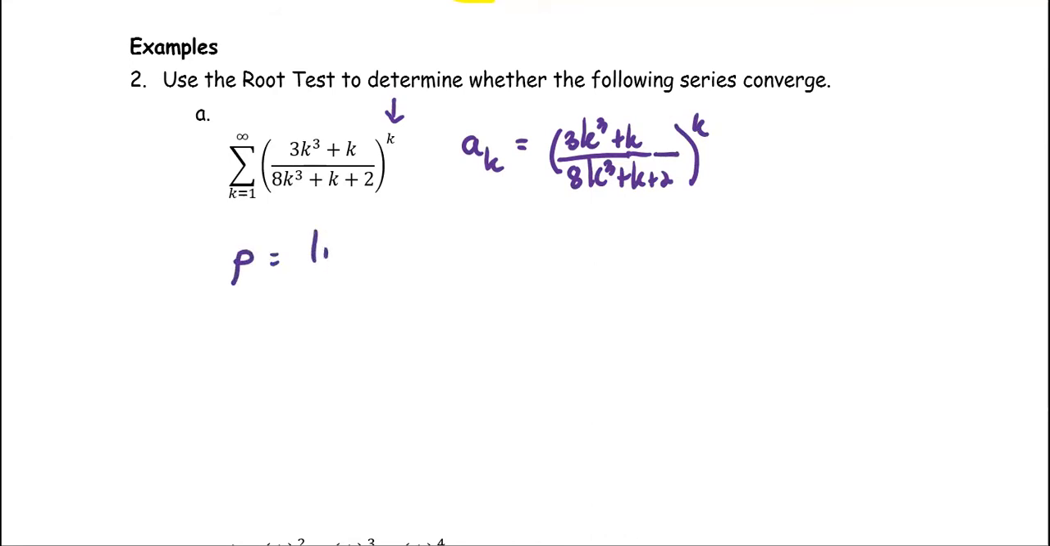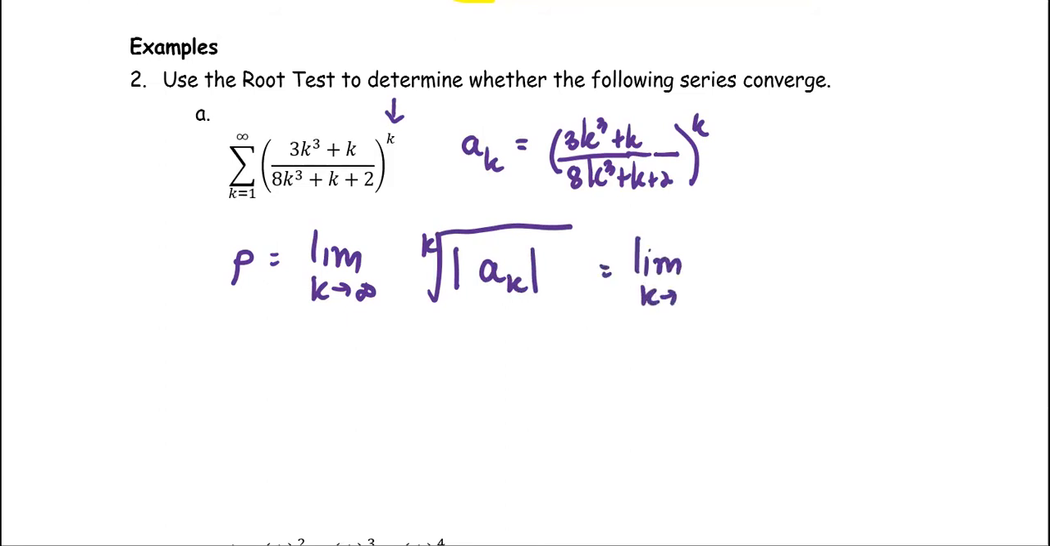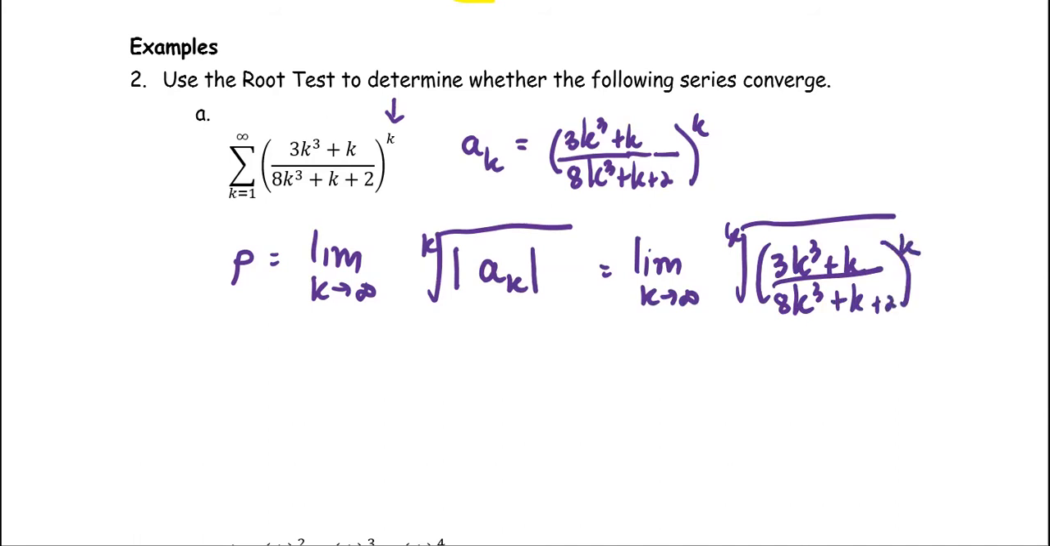Find the rho, which is the limit as k approaches infinity of the k-th root of the absolute value of a_k, or the limit as k approaches infinity of the k-th root of the quantity (3k^3 + k) all divided by (8k^3 + k + 2), raised to the power k. The k-th root and the k power take care of each other. Then the limit simplifies to the limit of the expression (3k^3 + k) all divided by (8k^3 + k + 2).